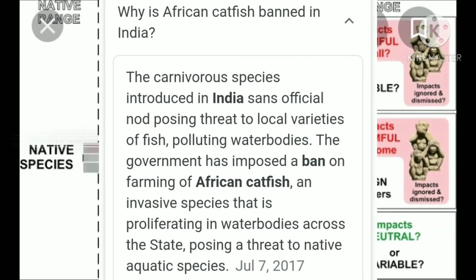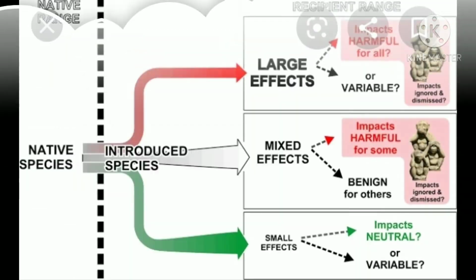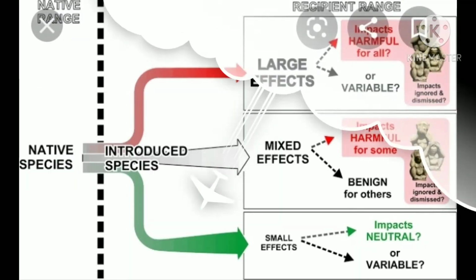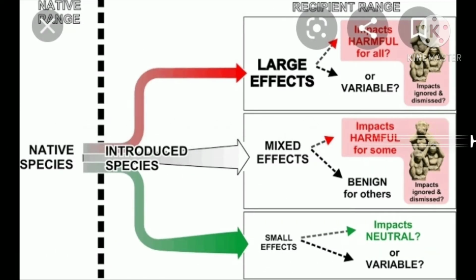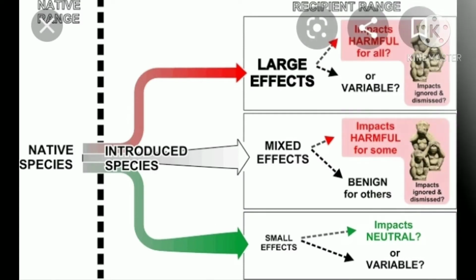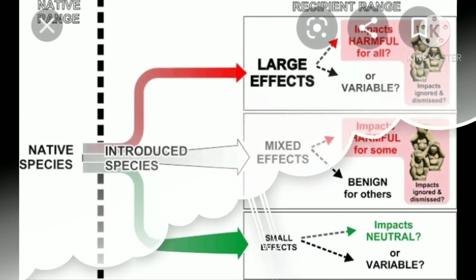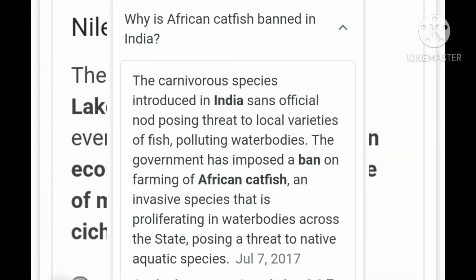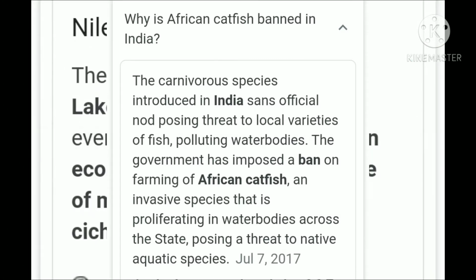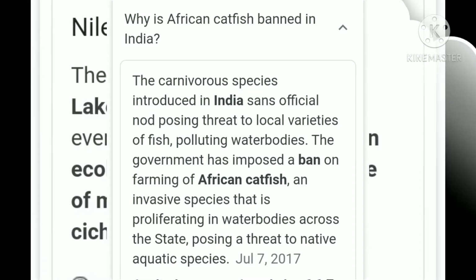Invasive weed species like Parthenium, that is carrot grass, Lantana and Eichhornia, that is water hyacinth, caused environmental damage and pose a threat to native species. The recent example is of the African catfish, that is Clarias gariepinus, introduced for aquaculture purposes, which is posing a threat to the indigenous catfish of Indian rivers.